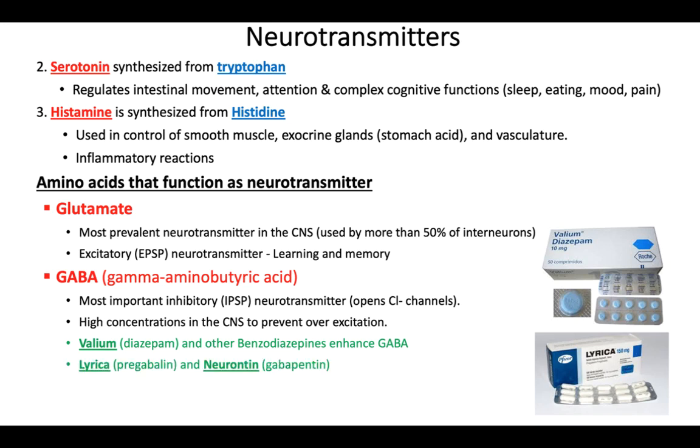There are also some other ones that are used, for example, with seizures or overexcited neurons. So Lyrica and Neurontin are also going to help to inhibit neurons. And then glycine, we're not going to talk too much about that. That's another amino acid that functions as a neurotransmitter.